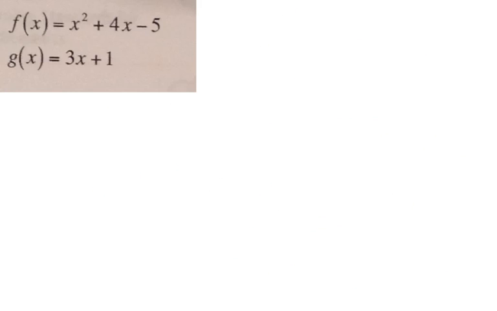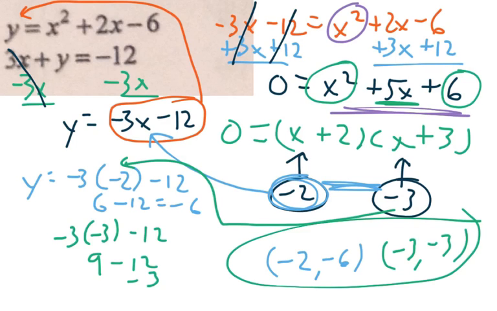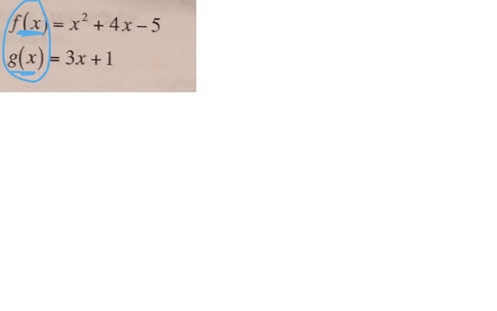Okay, so let's try another one. Now sometimes, if you notice right here, instead of y, they'll call them different functional names, like f of x is this one, g of x is this one. But remember, those are basically y's. So like this previous problem, guys, I basically will set them equal to each other. In other words, I know x squared plus 4x minus 5 has to equal 3x plus 1.